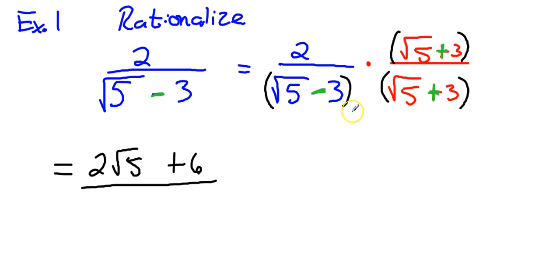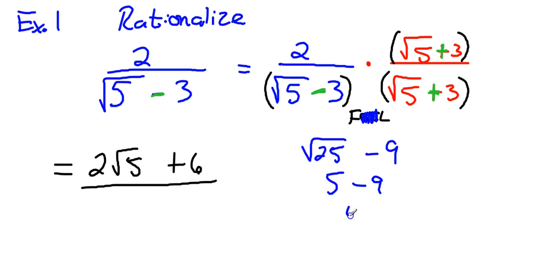Okay, bottom part, you are going to have to do the full method. But the thing about the conjugates is, when you multiply those together, the O and the I terms in the middle always knock each other out. So all you really have to do is do the square root of 5 times the square root of 5, which would be square root of 25. The middle 2 terms knock each other out, and then you're going to be left with negative 3 times positive 3, which would be negative 9. So when you do that part, you go to square root of 25, which is just 5, and then you have 5 minus 9. So that part would be negative 4.